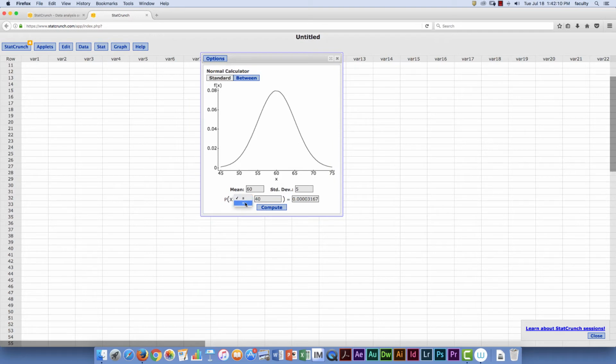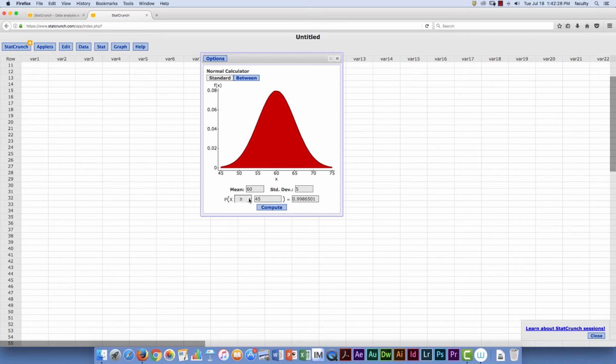If we wanted, for example, the probability of x greater than 45, we can see that that's almost certain to happen, a probability of 0.998, and that's why we see almost the entire region shaded in red.